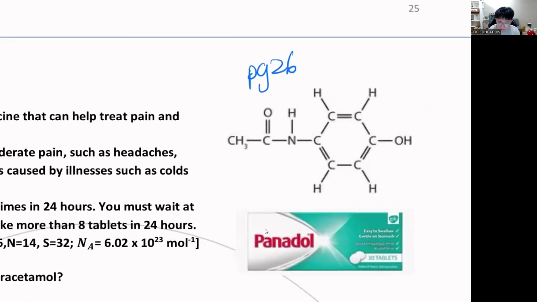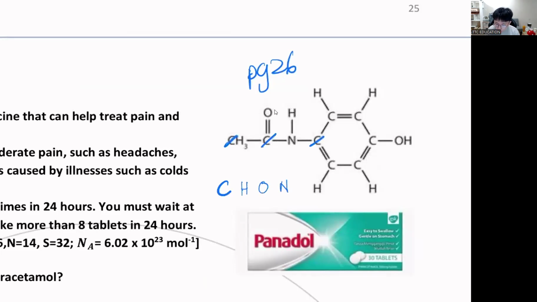How many C? Let me do something like this. How many carbon? What elements do we have? We have carbon, hydrogen, oxygen, and nitrogen. This is what I see: C, N, H, O. Then I can go and count.